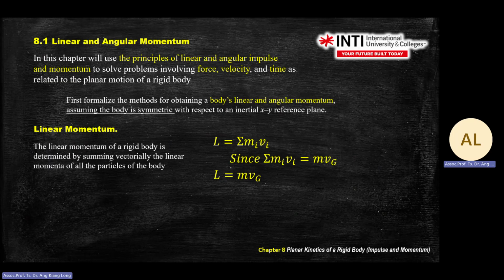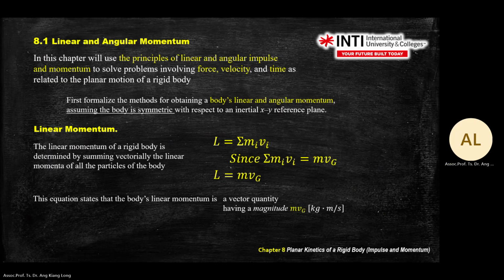So just recall linear momentum. We will use capital L. L equal to mass multiplied by velocity. The unit of linear momentum is kilogram meter per second, and it is a vector unit. So a vector has magnitude and direction.